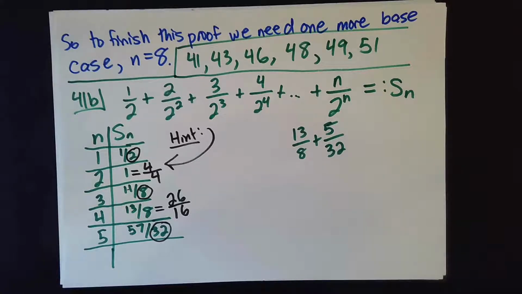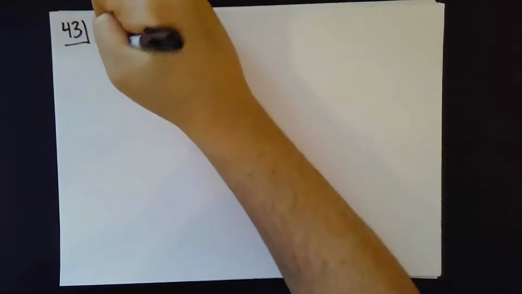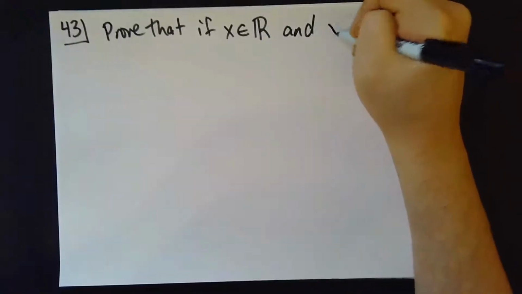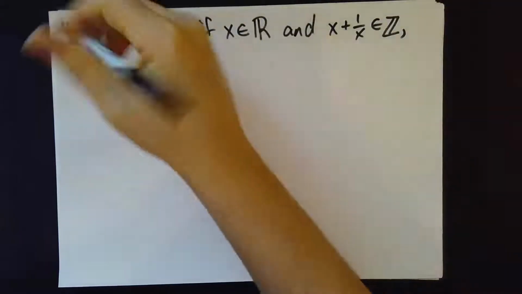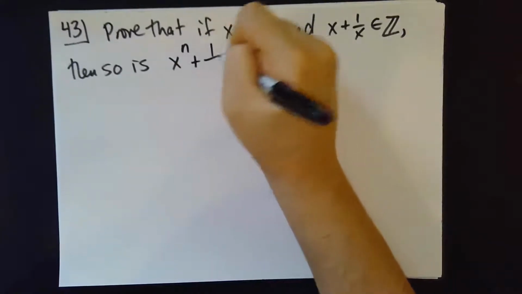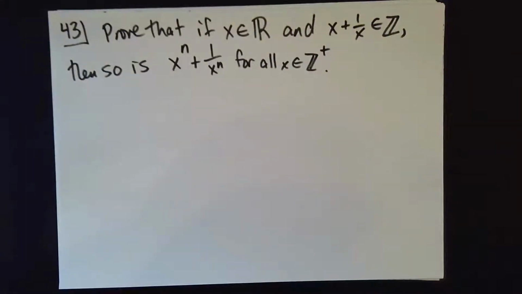Okay. Next up, people asked about 43. Okay, so this is prove that if x is in R, and x plus 1 over x is an integer, then so is x to the n plus 1 over x to the n for all n in z plus.